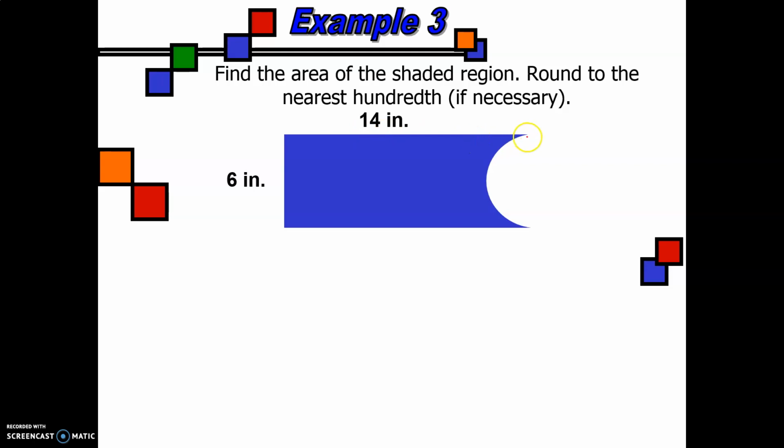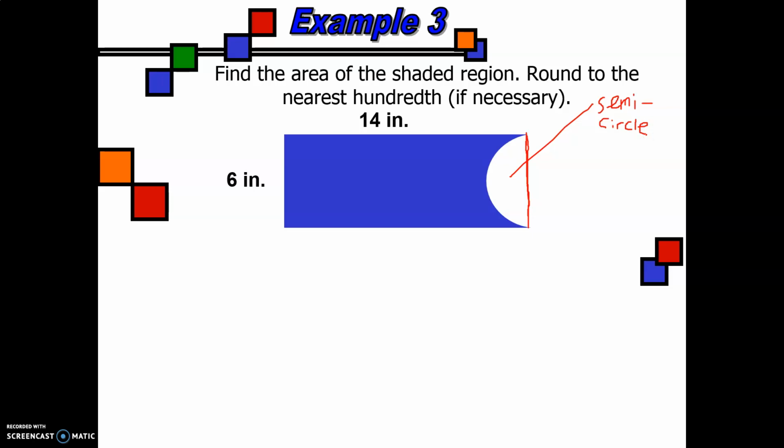Notice, if I draw a vertical segment here, I'm going to get a fully enclosed rectangle. Now, it looks like a rectangle that's just had a big bite taken out of it. The bite is in the shape of a perfect semicircle. Okay, we've got that semicircle right here.